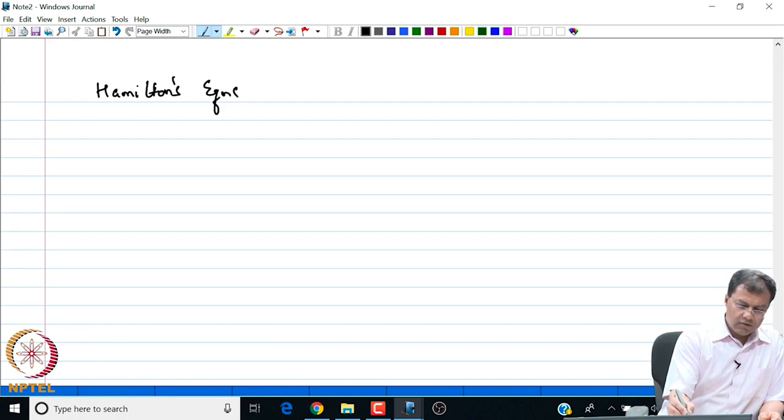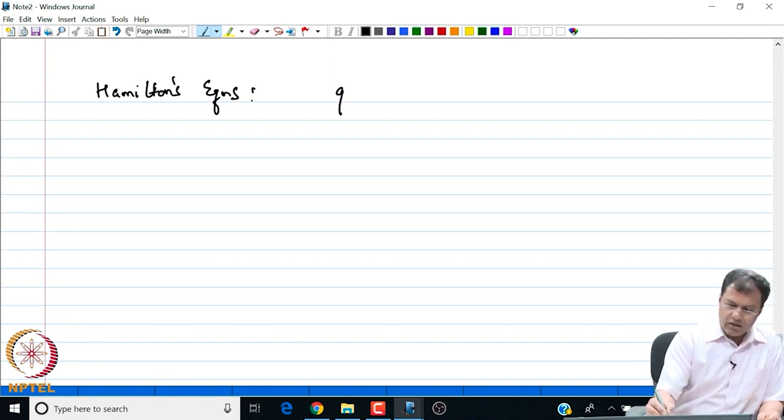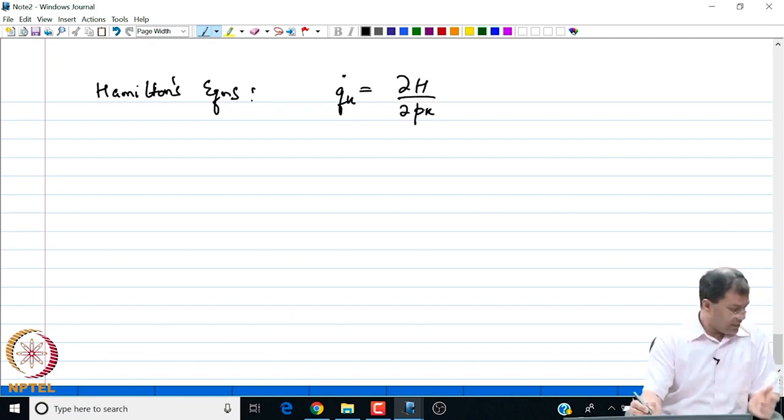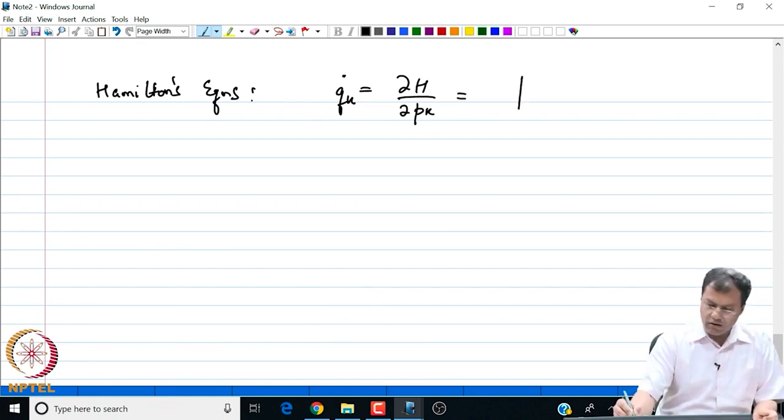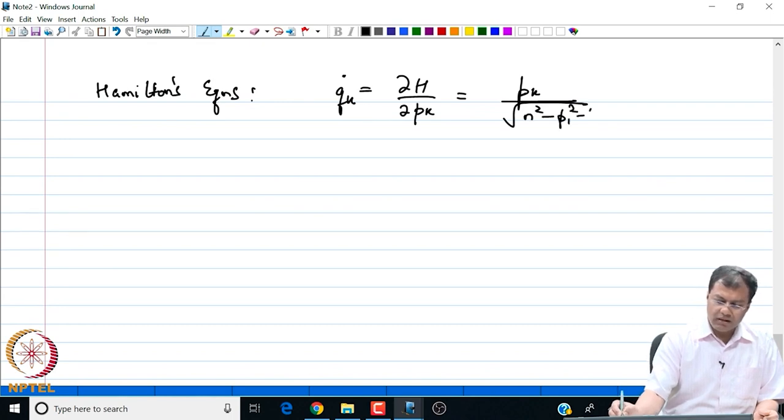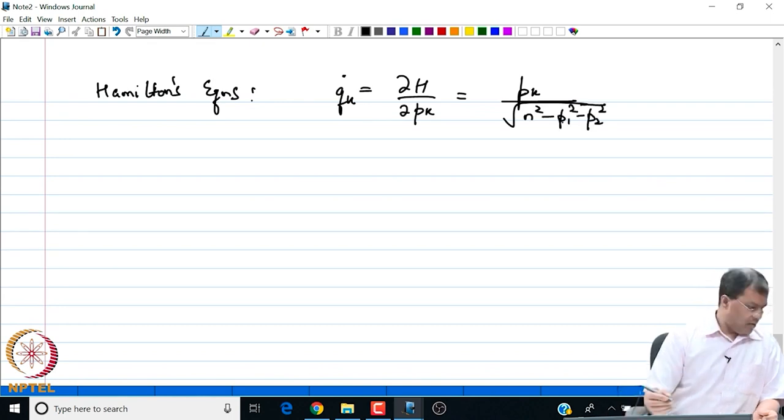Hamilton's equations are as follows. I see that q_k dot is partial H partial p_k, the first relation, and we can directly plug in the expression for H. We get that this is also equal to p_k by square root of n squared minus p_1 squared minus p_2 squared.